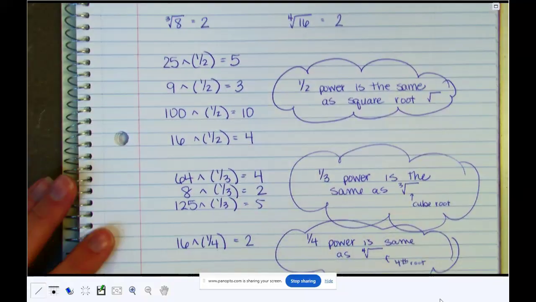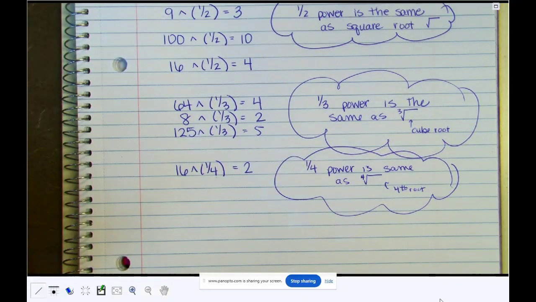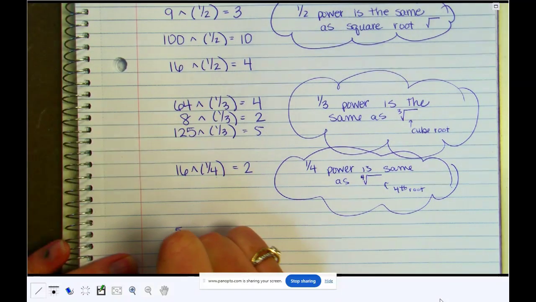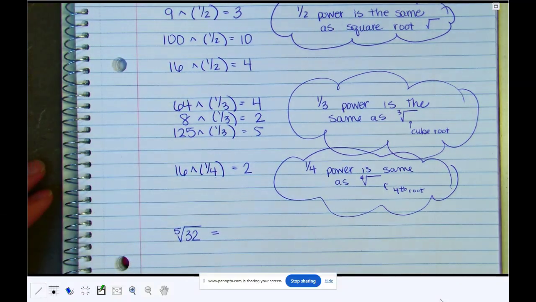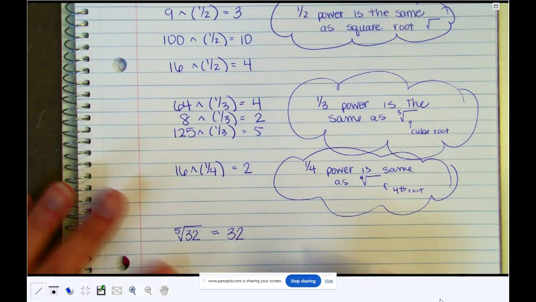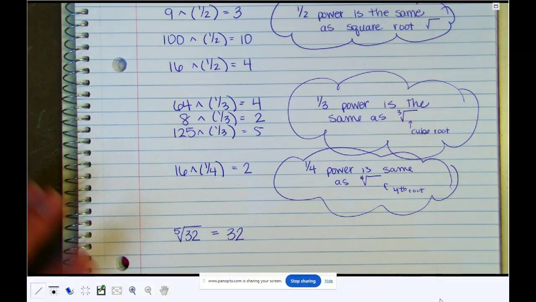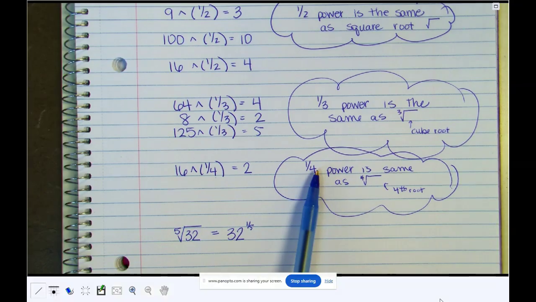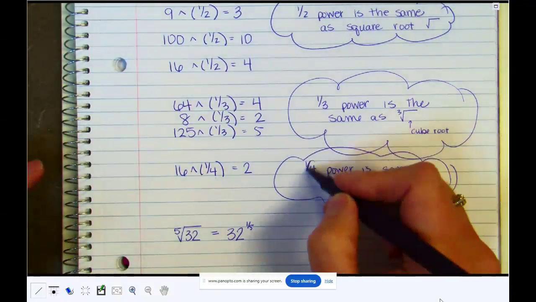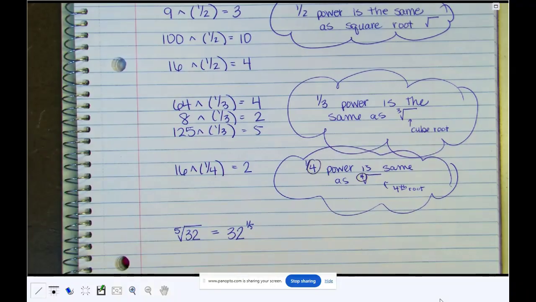Okay, here's my question. What if I asked you to do the 5th root of 32, but write him as a fractional exponent? What would his fraction be? He would be 32 to the what power? 1/5 power. Right? 1/5. So, do you see the relationship here? Whatever the bottom of this fraction is, this guy here matches the root. So if this is a 5th root, it's a 1/5 power.